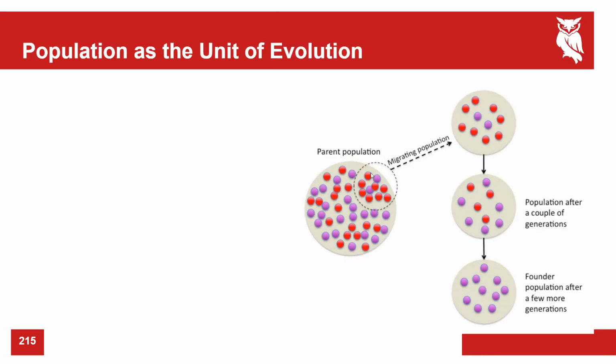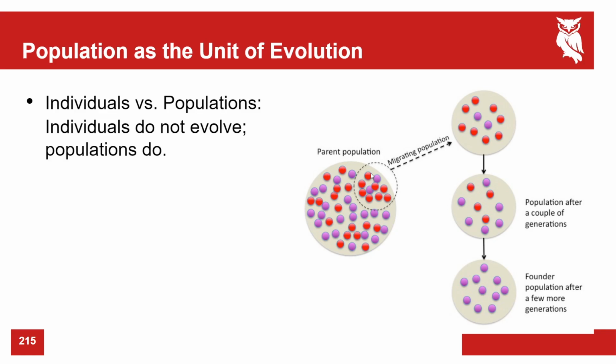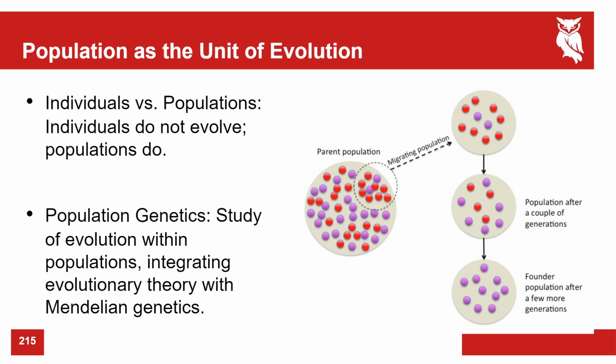Now, when we talk about evolution, the unit of evolution is the population. Individuals do not evolve, populations do. This is a key statement that you should be aware of. And then population genetics is just the study of evolution within populations, integrating evolutionary theory with Mendelian genetics.